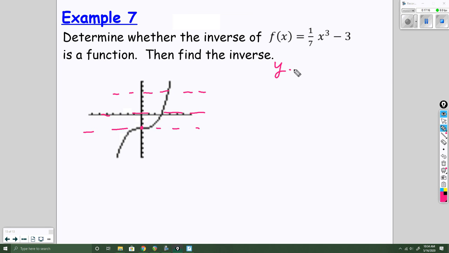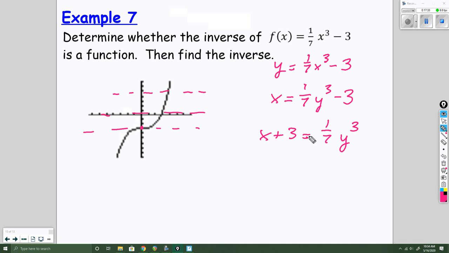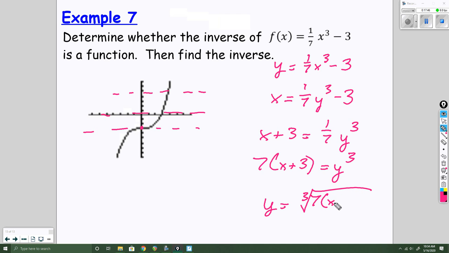So y equals 1/7 x cubed minus 3. Let's switch the inputs and the outputs. Now we're going to add 3. Multiply by 7. I'm just going to write it as 7 times the quantity x plus 3. And then take the cubed root. So the cubed root of 7 times the quantity x plus 3. Of course, we could write 7x plus 21, but I'm going to leave it in that factored form.